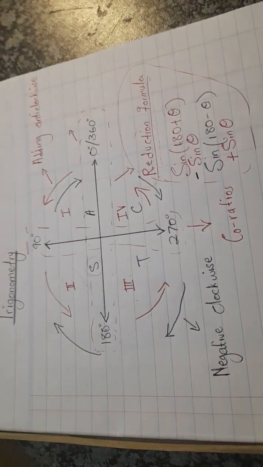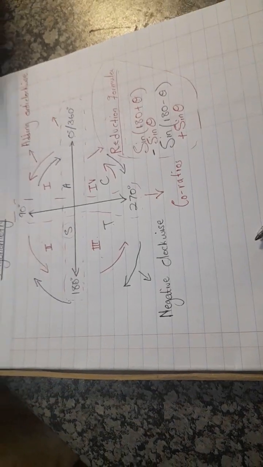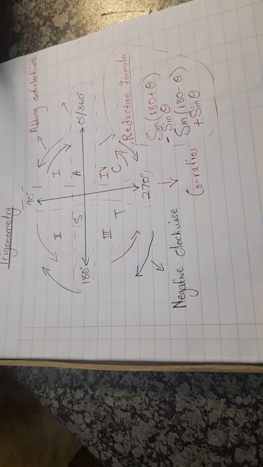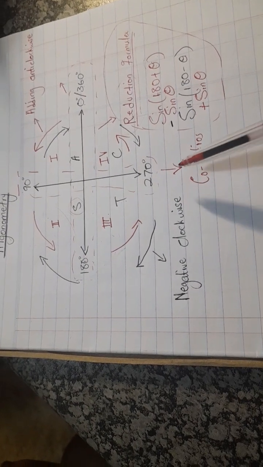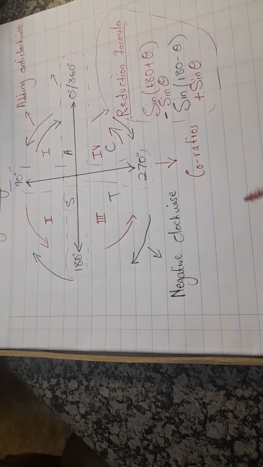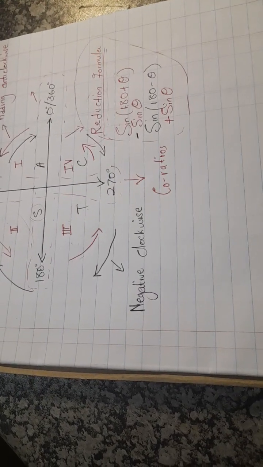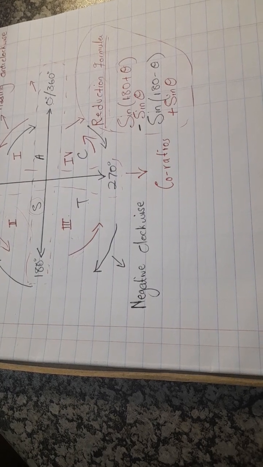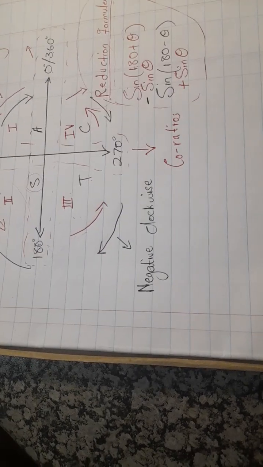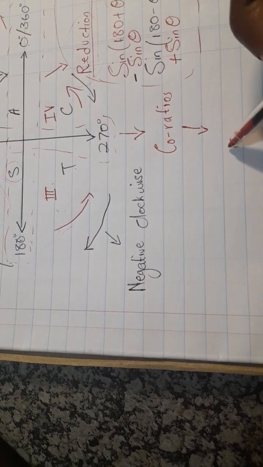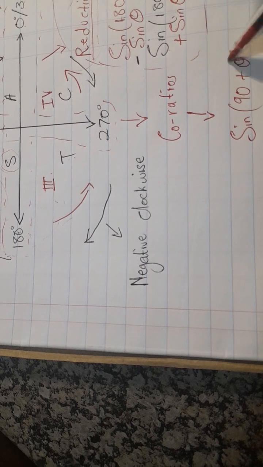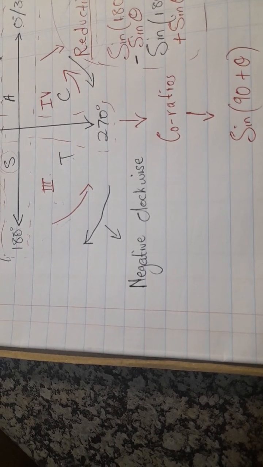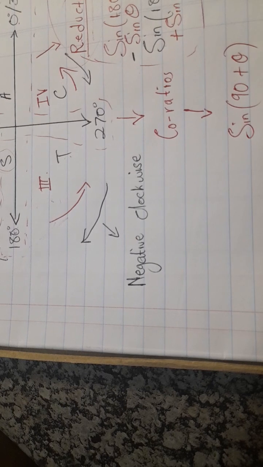Reductions. You see? So now we are going to do what we call co-ratios. What are co-ratios? Co-ratios meaning a ratio will change, and it cannot be a co-ratio of tan, okay? Co-ratios only deal with sine and cos. So let's say now I have sine 90 degrees plus theta, and here I have cos 90 degrees minus theta.